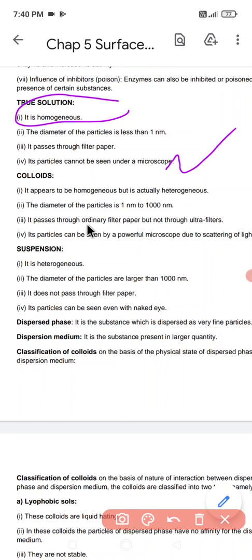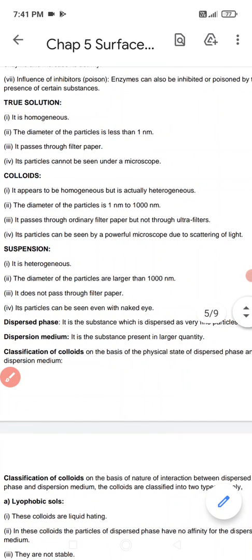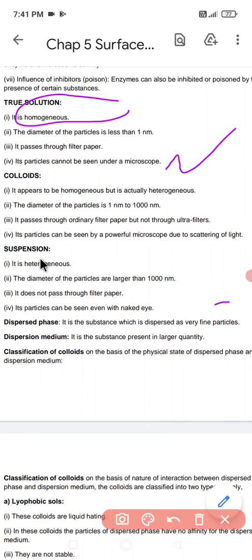Next, it passes through the ordinary filter paper but not through ultra filters. These type of particles pass through an ordinary filter paper, but they do not pass through ultra filters. Its particles can be seen by a powerful microscope due to the scattering of light. So this type of substances scatter light, and that's why these particles can be seen with the help of a microscope.